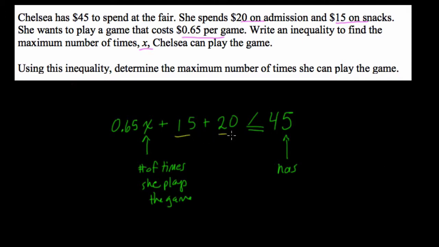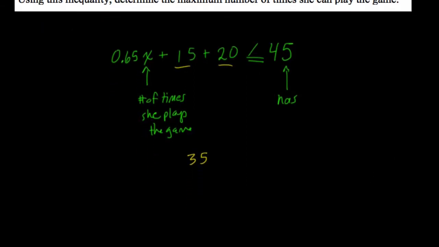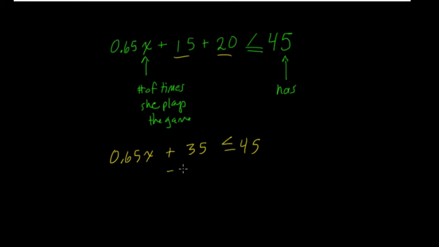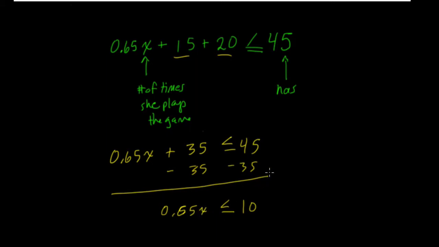So 15 and 20, well, that's 35. It's less than or equal to 45, and that's 35 plus 0.65x. And so now we're going to subtract 35 from both sides. 35 minus 35 is 0, 45 minus 35 is 10, and 0.65x is less than or equal to 10.